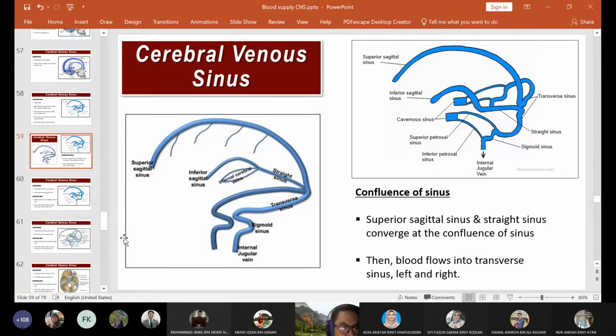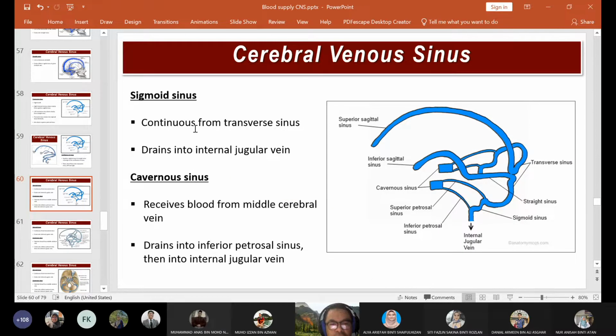I try to find, nanti kita tengok gambar yang lagi cantik lagi. Sigmoid sinus is a continuous from the transverse sinus, brings to the internal jugular vein. Okay. So sigmoid sinus pergi IJV. Okay. Cavernous sinus receives blood from the middle cerebral vein. Okay, tadi kita belajar tadi, and drains into inferior petrosal sinus. Inferior petrosal sinus pergi IJV. Kalau dia pergi superior, pergi transverse sinus.